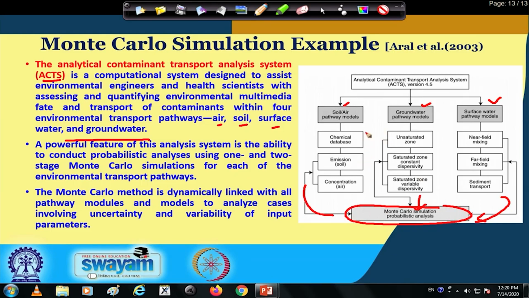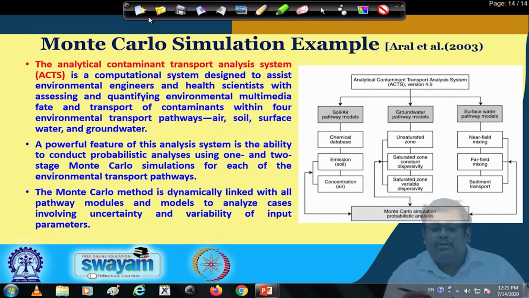You can see there are certain input parameters in all these pathway models: in the soil air pathway models, in the groundwater pathway models, and in the surface water pathway models. These are related to different inputs which have inherent variability. So, if you consider that inherent variability and simulate, the Monte Carlo simulation, dynamically linked with all these 4 pathways, calculates the uncertainty and variability of the input parameters, produces different types of simulations, and also shows the pathway of the pollutant.